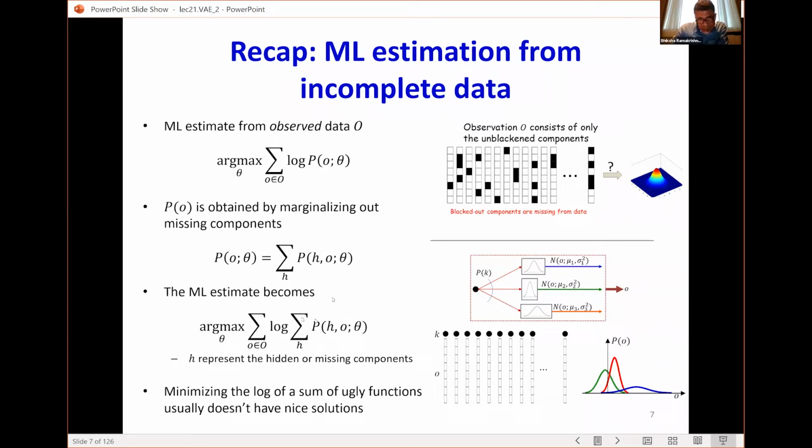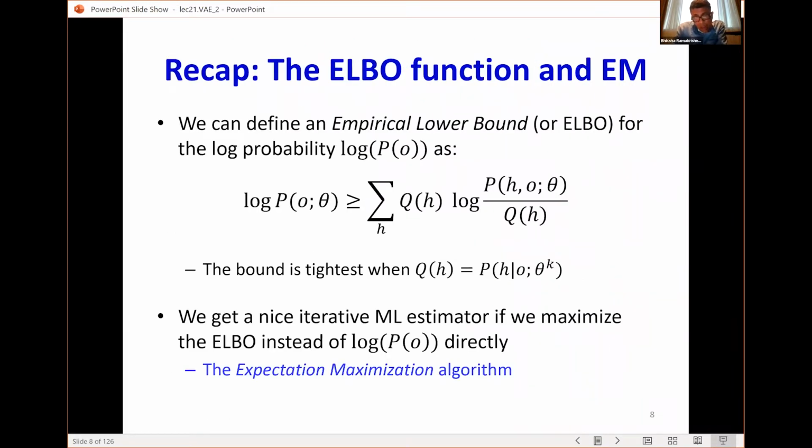It's the fact that we have an additional summation over here, which makes it challenging. So we came up with a workaround. We defined an empirical lower bound for the log probability of the observation, which is the expectation over any probability distribution Q of H computed over the missing components of the log of the ratio of the probability of the complete data and the probability assigned to the missing value by Q of H.